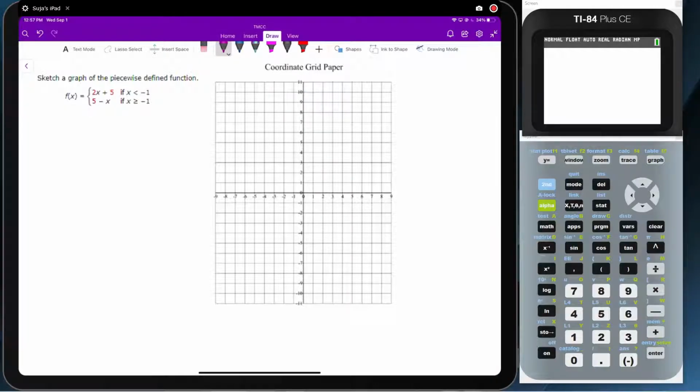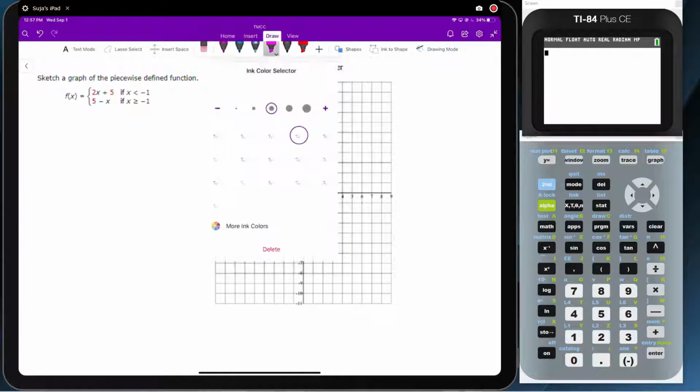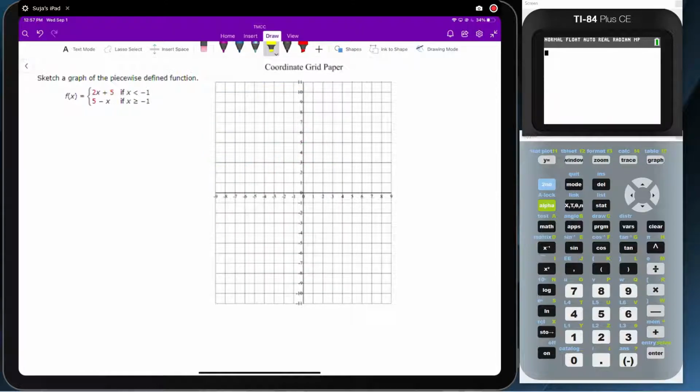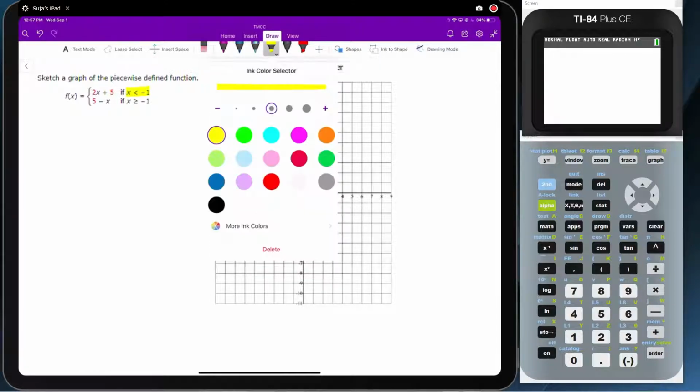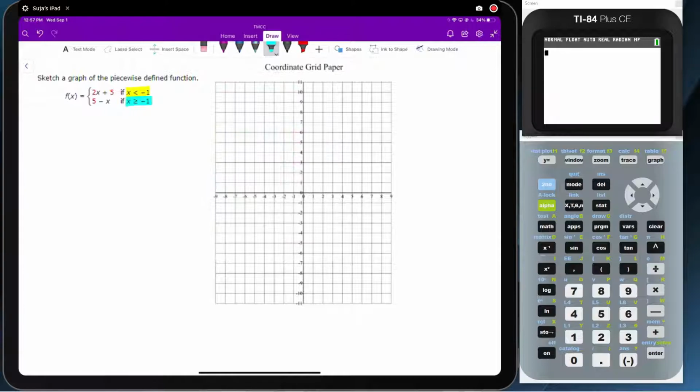In this video, we are going to graph a piecewise defined function. Again, I see two pieces. Both are linear equations. The first piece has a restricted domain of x less than -1, and the second piece has a domain for x greater than -1.